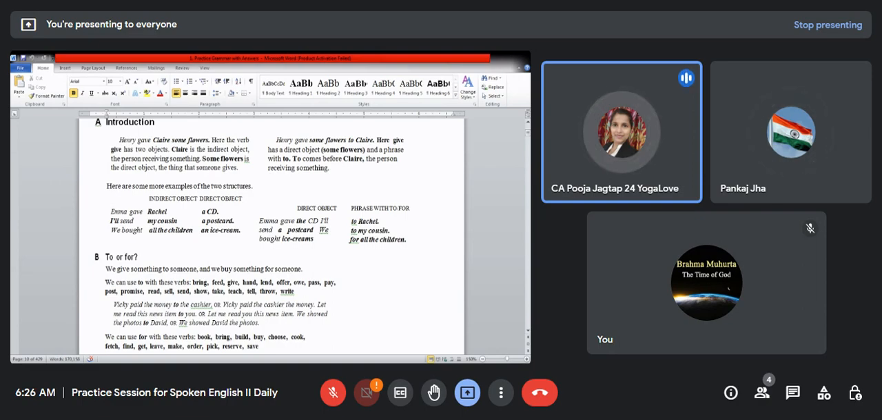Okay. We can use to with these verbs: bring, feed, give, hand, lend, offer, owe, pass, pay, post, promise, read, sell, send, show, take, teach, tell, throw, write. Vicky paid the money to the cashier, or Vicky paid the cashier the money. Let me read this news item to you, or let me read you this news item. We showed the photos to David, or we showed David the photos.